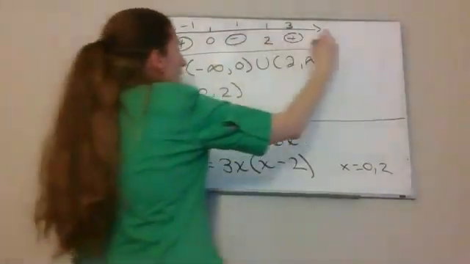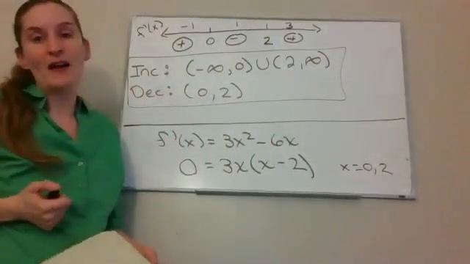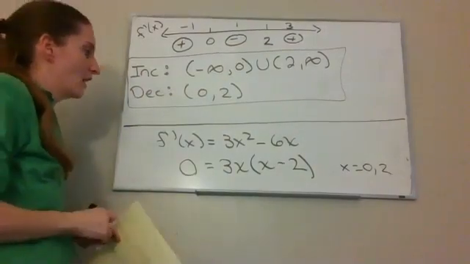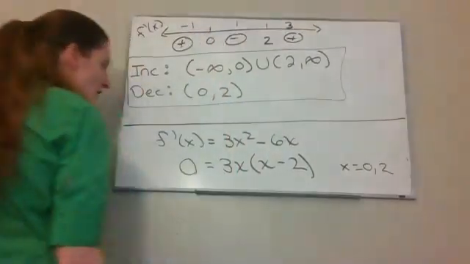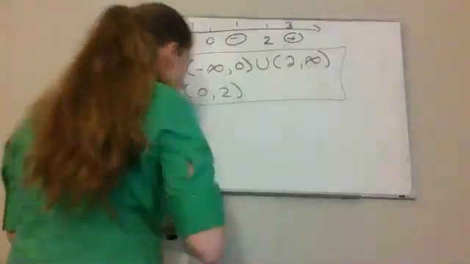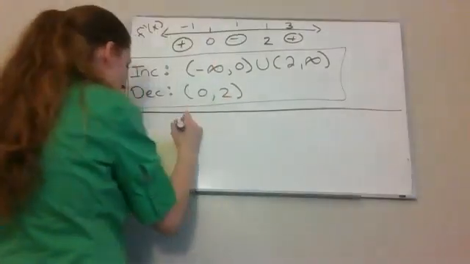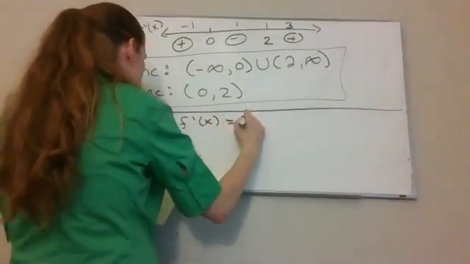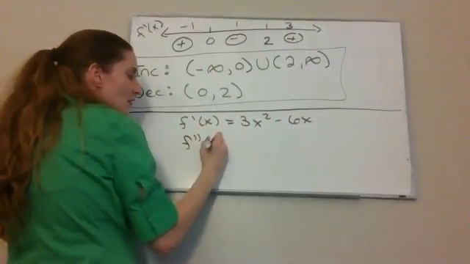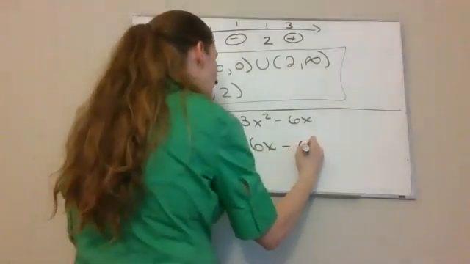So we've already done part of the problem. We found increasing and decreasing. Now I need to find where it's concave up or concave down and find inflection points. But I'm going to have to find my second derivative to do that. So our first derivative, before we factored it, was 3x squared minus 6x. My second derivative would then be 6x minus 6.